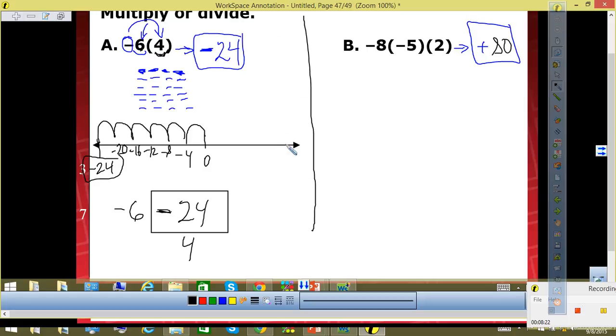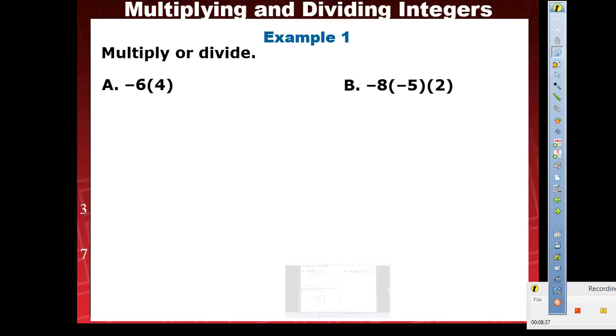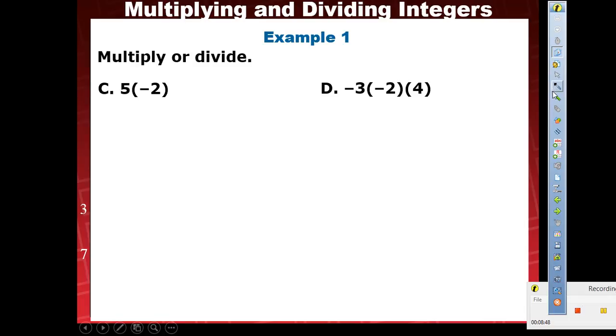Let's see if you can do the next 2 by yourself. Here we go. Copy these. Example 1C and 1D. Let's see how you do. Bam, I'm telling you. For C, yes, you do all 3, because I want to see what you see. Bam. Okay, copy that and go.